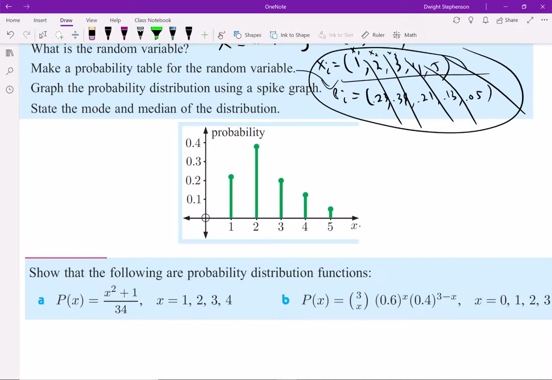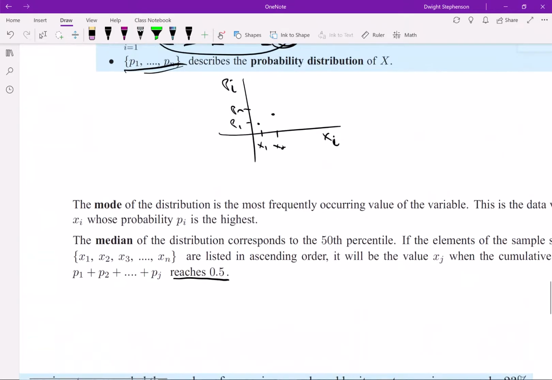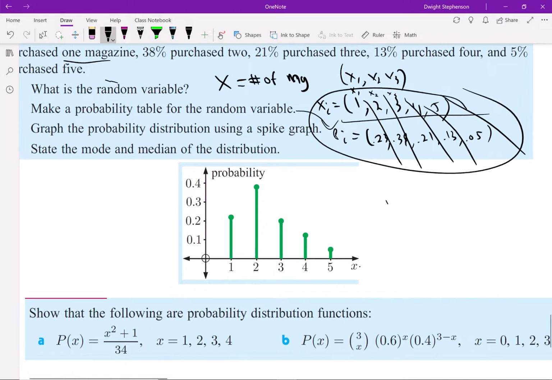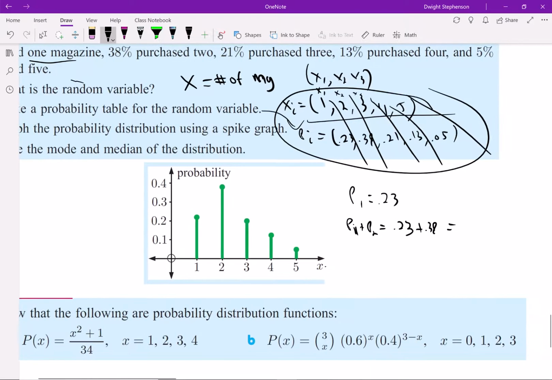And the median can be found by doing this, right? You add up the probabilities until you reach 0.5, right? So P1 is just 0.23, so the median is not in P1. If you do P1 plus P2, you get 0.23 plus 0.38, which is 0.61. And since 0.61 is greater than 0.5, that means as soon as you reach something greater than 0.5, that's where the median is. So the median is also in 2.